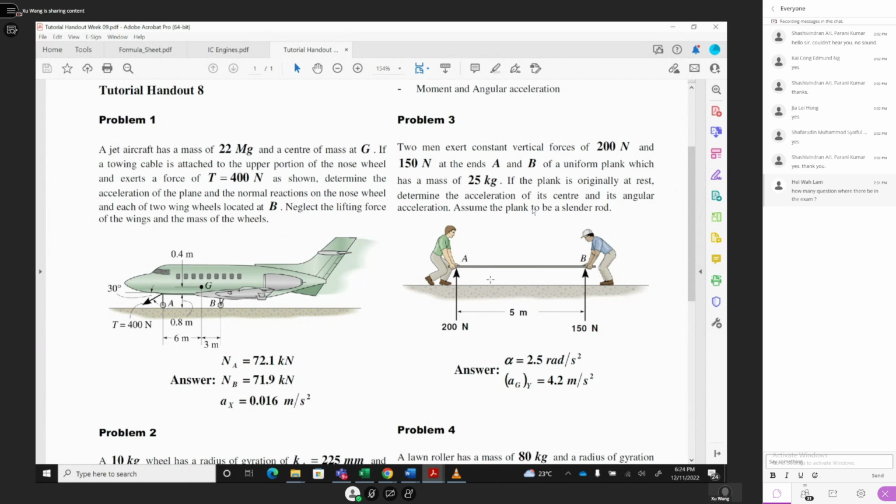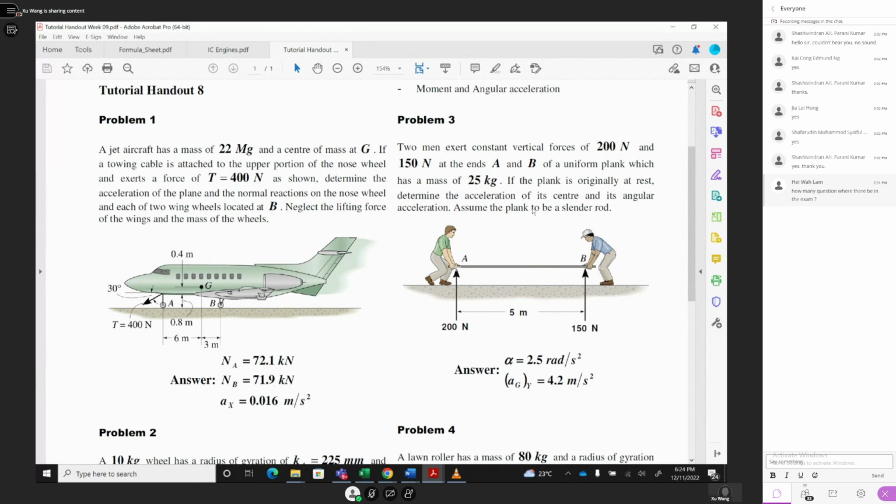So how can we solve this one? You have force, sigma F equal to ma. You know m and sigma F, so you can find the acceleration straight away, which is the center of gravity acceleration. Another one: about the center of gravity, sigma M is the force times half the length of the slender rod, half of 5, which is 2.5. One is clockwise and the other is anti-clockwise. Sigma M should be equal to I theta double dot.